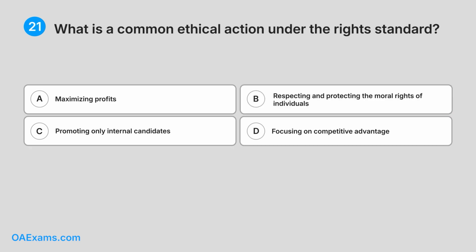21. What is a common ethical action under the right standard? A. Maximizing profits. B. Respecting and protecting the moral rights of individuals. C. Promoting only internal candidates. D. Focusing on competitive advantage. Can you guess the answer?